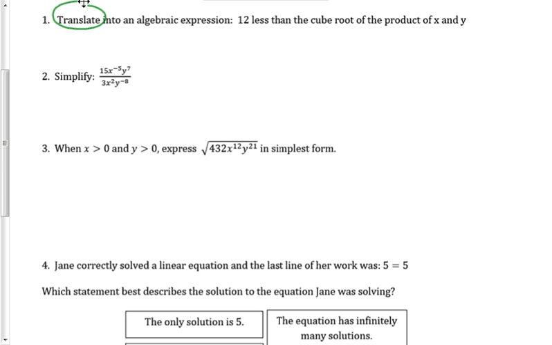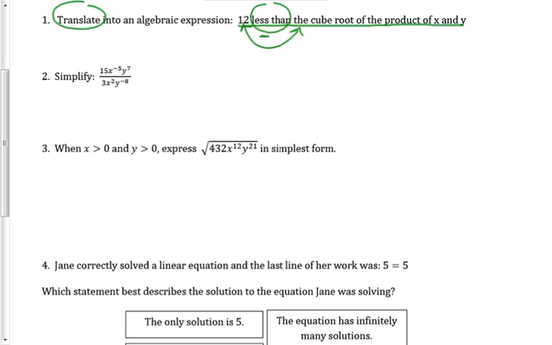Number one, we're going to translate. So we've got this expression here that's expressed verbally. We want to translate it into an algebraic expression. So we're going to look here at a few different places we can start. We've got 12 less than. Less than we know is subtraction, and we're going to have to flip these. So it's going to be something minus 12.